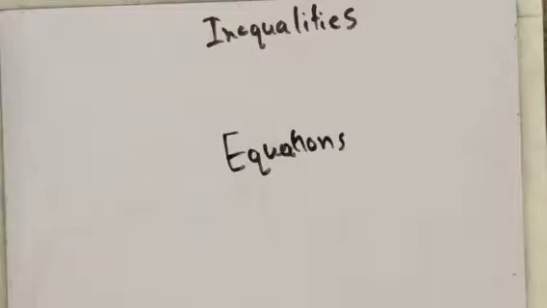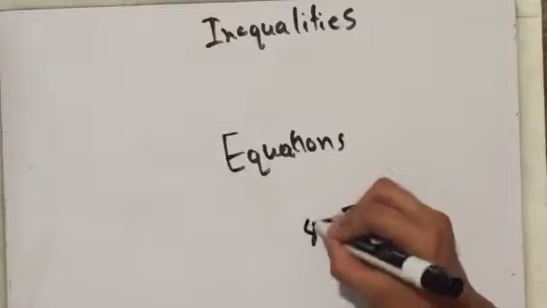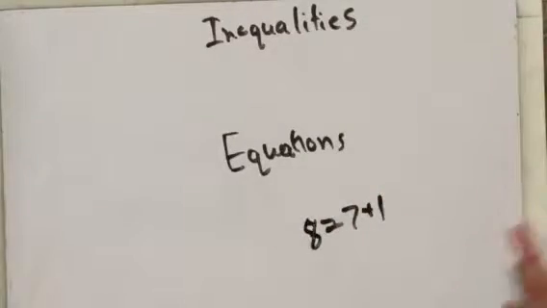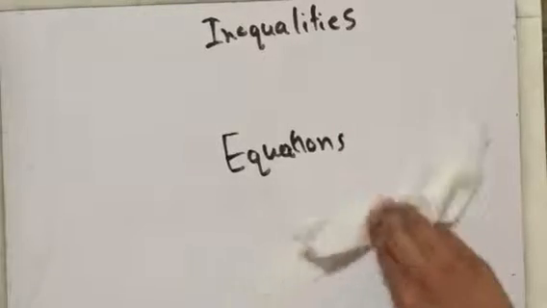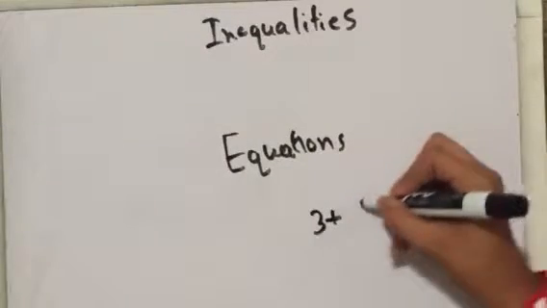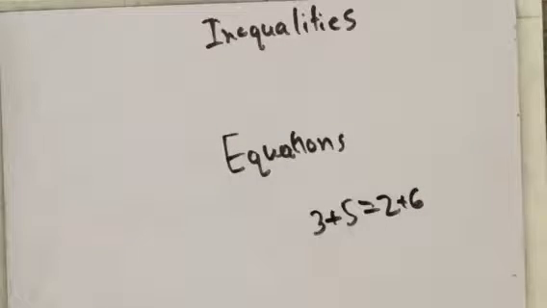Equations use a property of equality where both sides of an expression are equal. For example, 8 equals 7 plus 1. So there, both sides of this expression are true, so it becomes an equation. Or you can even use something like 3 plus 5 equals 2 plus 6. This would be true because both equal 8.